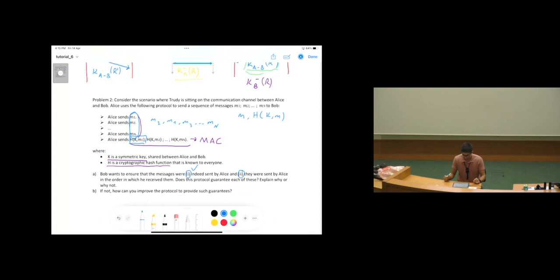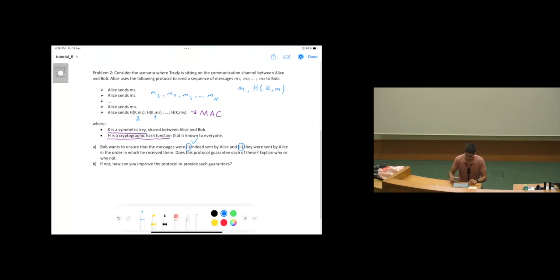And then she can do the same with the HMACs, the message authentication codes, the MACs. She can, for instance, send this one first, this one second, the third one in the third position, and the rest in the correct order, or any sequence that she wishes. If she does this, then Bob has no way of knowing which message is the first message. So this protocol does not guarantee the order of the messages.